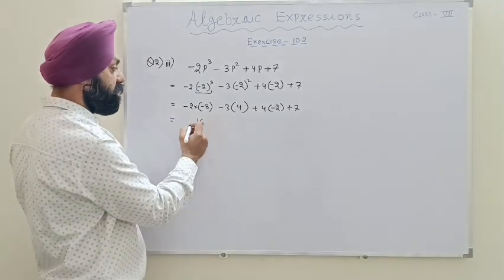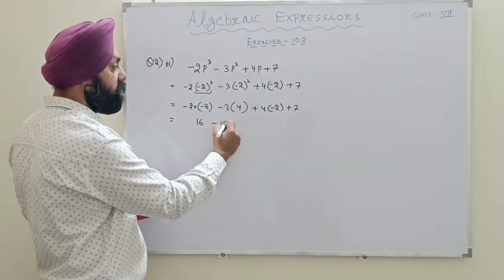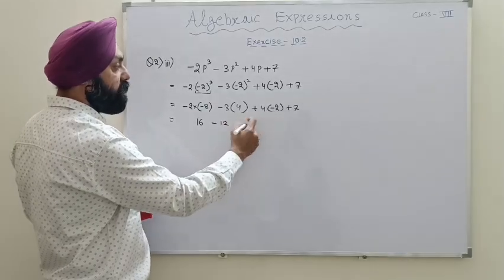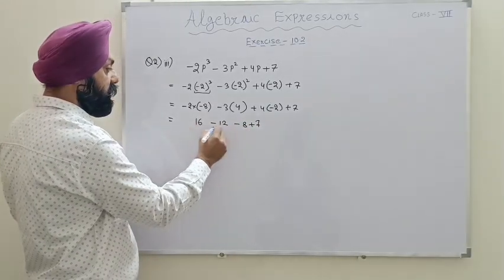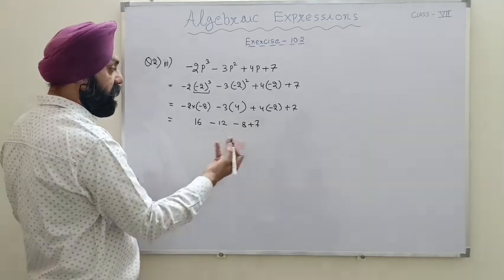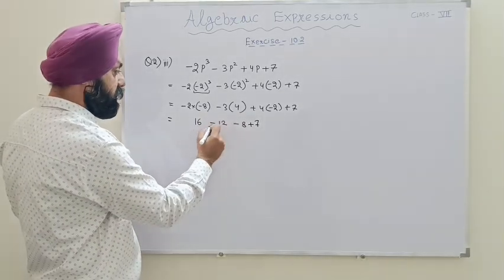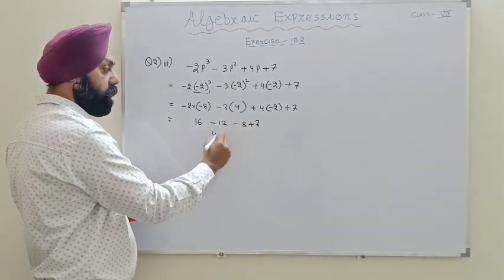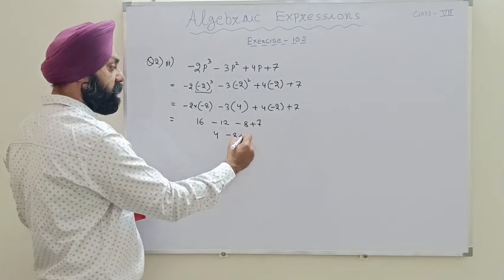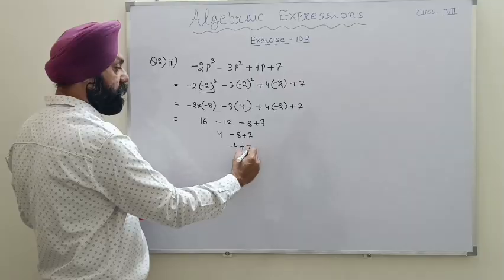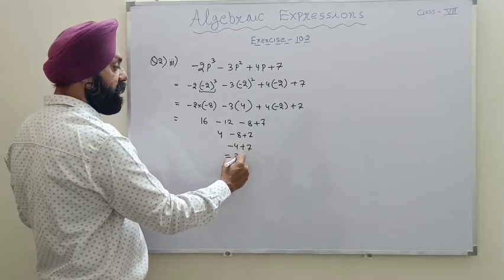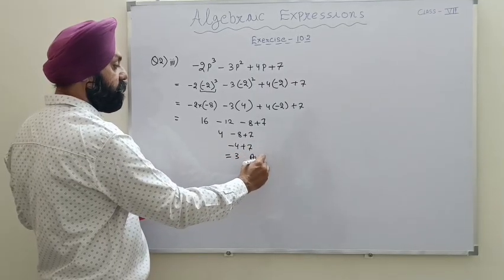So it will be positive 16 minus 12. Again 4 and minus 2 will give minus 8 plus 7. So we can either solve like this, or we can combine as you say. 16 minus 12 will give 4. Now 4 minus 8 plus 7. 4 minus 8 will give minus 4 plus 7. And minus 4 plus 7 will give 3 as the answer.